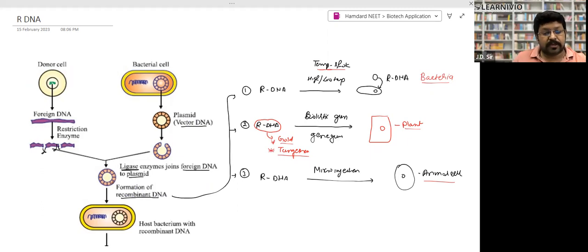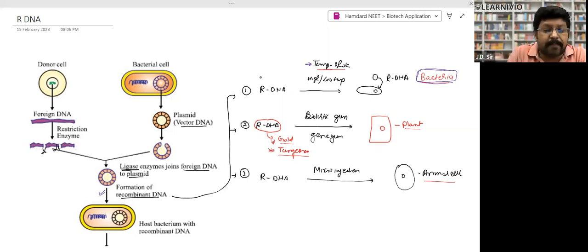Now, how do we transfer this recombinant DNA from the external medium inside a new bacterium? If the targeted organism is bacteria, suppose I want to insert our desired vector or plasmid inside bacteria, I will use a technique called temperature shock. What do we do in temperature shock? We first increase the temperature, then suddenly decrease the temperature.